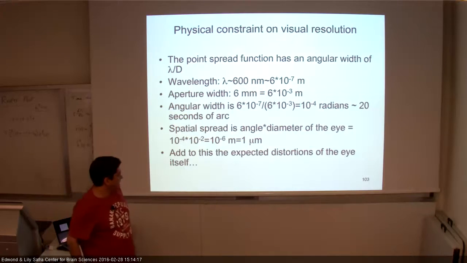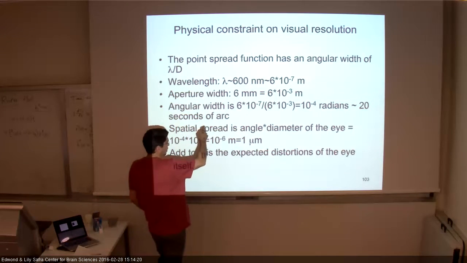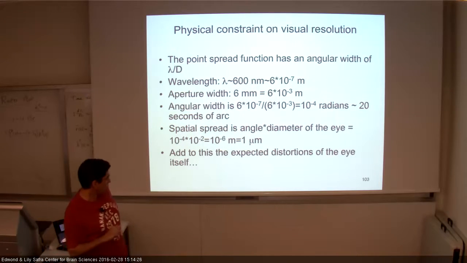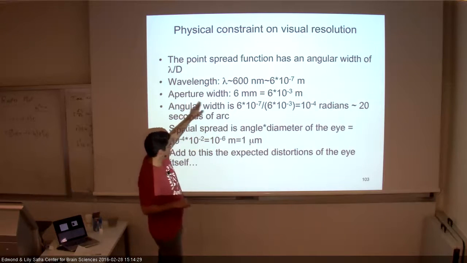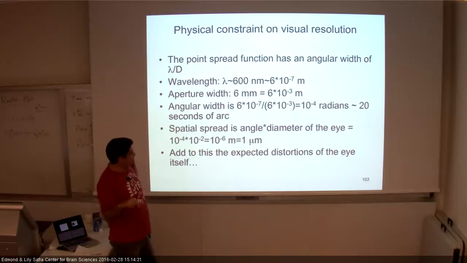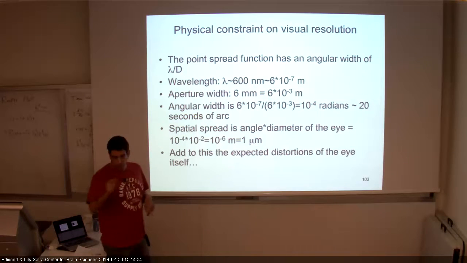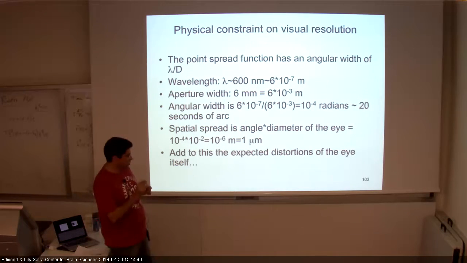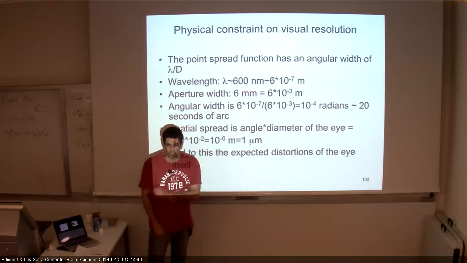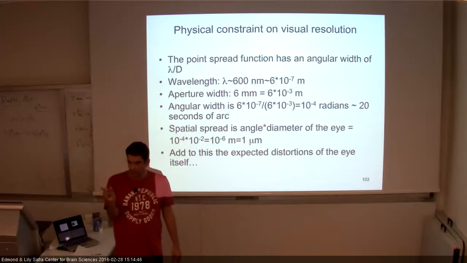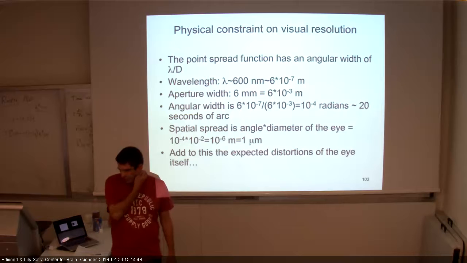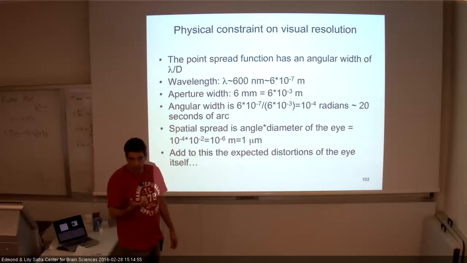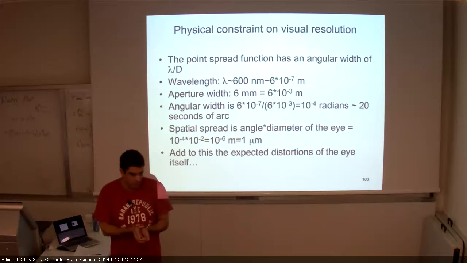And this is just basic algebra. Let's say you take a wavelength of light of 600 nanometers, a almost reddish color. We know that the aperture width of the pupil is about 6 millimeters, so we can calculate the angular width of the point spread function. And if we translate this angular width into real diameter, we get something like 1 micrometer. So the width of a point spread function is 1 micrometer on the retina of a human eye. Okay? So that's the best you can do. By the laws of physics, you cannot do better than 1 micrometer.